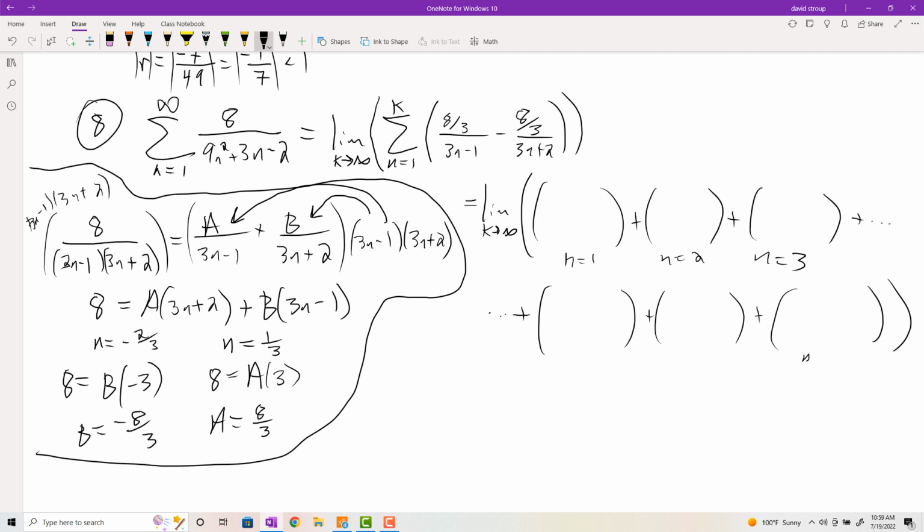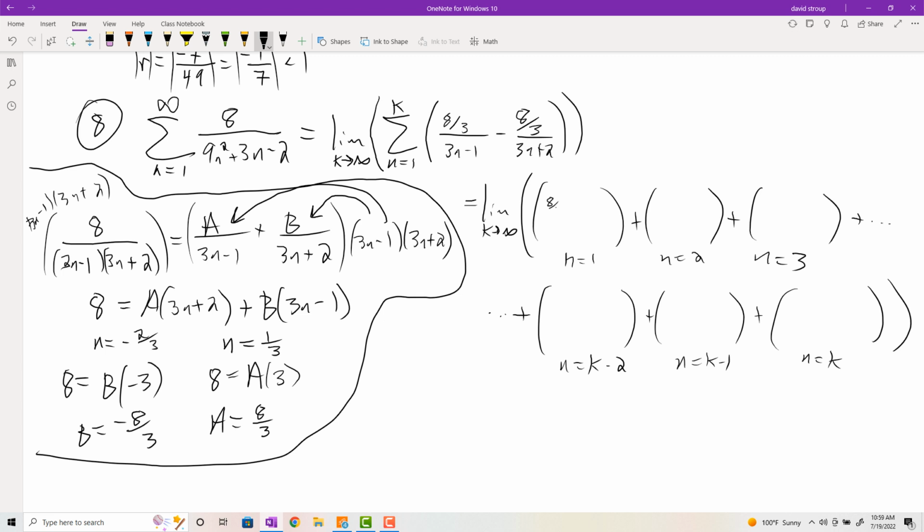So the last 3, n equals k is the last one. That's the upper limit on the summation. And then n equals k minus 1. And then n equals k minus 2. Okay, and then I just plug those values into the formula that I got by doing the partial fractions.